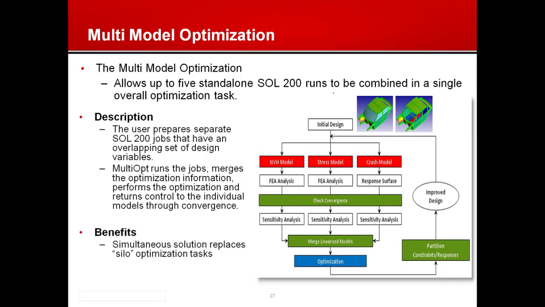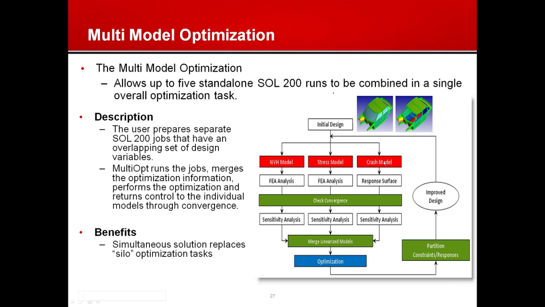Another method that is in Nastran is the multi-model optimization. Multi-model optimization allows you to optimize on up to 5 different topological models. So you can have one model that is created for stress analysis, and another one may be created for acoustics or some other purpose or a crash, and you can optimize all of those 3 models simultaneously.